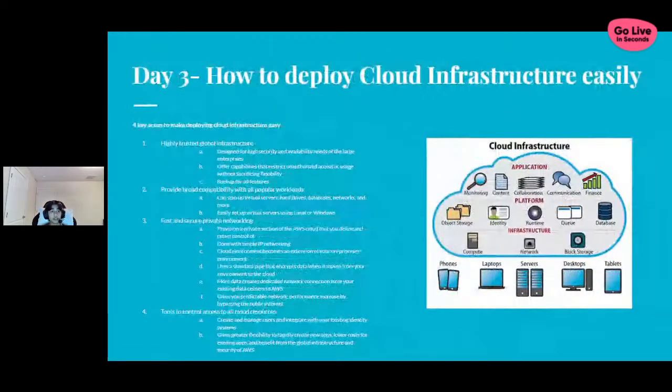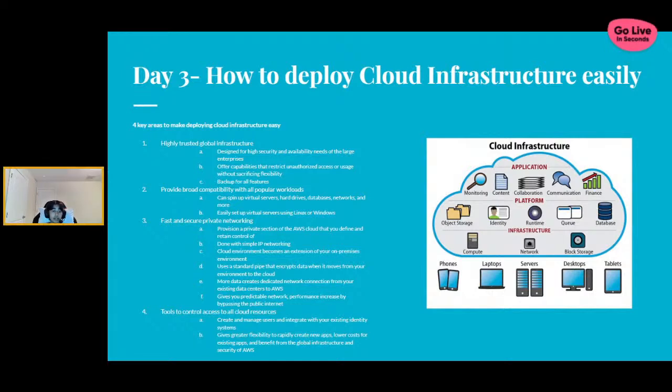Okay, now to talk about day three, which starts off with how to actually deploy the cloud infrastructure easily. There are four key areas that you want to keep in mind when deploying the cloud infrastructure to make it as easy as possible.